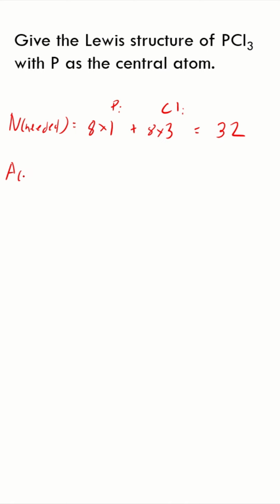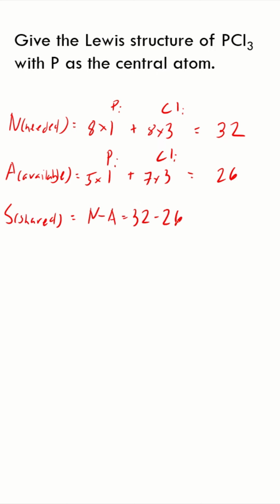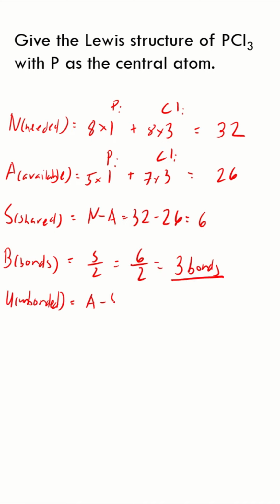Then we count the number of available electrons based on the number of valence electrons that each atom has. Phosphorus has 5 valence electrons and each chlorine atom has 7 valence electrons. The total number of available electrons is 26. To get the number of electrons that must be shared, we subtract N and A, which gives us 6. To get the number of bonds, we divide S by 2, which gives us 3 bonds. Then lastly, to get the number of unbonded electrons, we subtract S from A, which gives us 20 electrons.